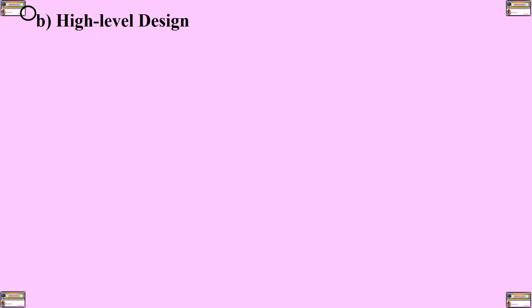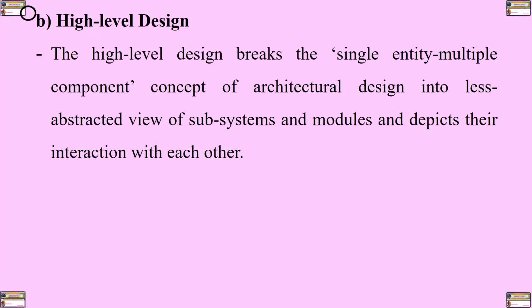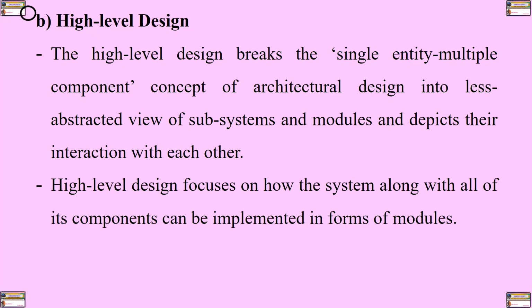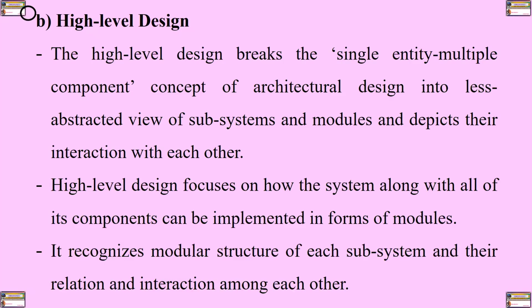What about high-level design? The high-level design breaks the single entity, multiple components concept of architectural design into a less abstracted view of subsystems and modules and depicts their interaction with each other. The high-level design focuses on how the system, along with all of its components, can be implemented in the form of modules. It recognizes the modular structure of each subsystem and the relation and interaction among each other.